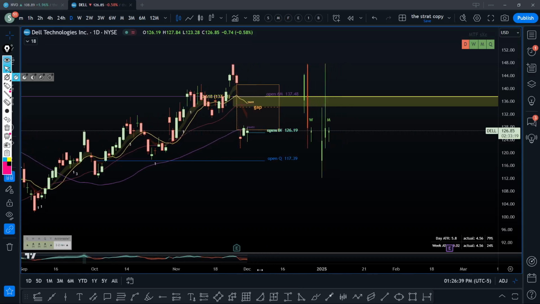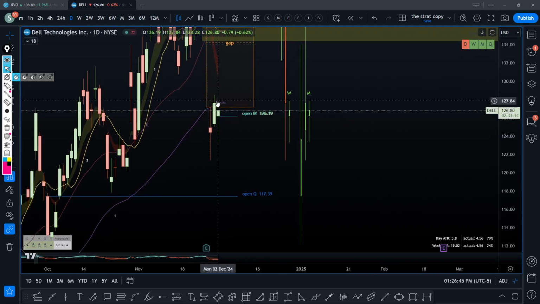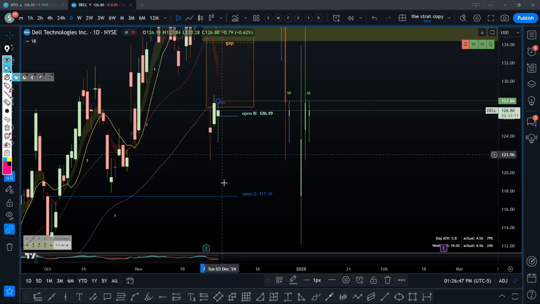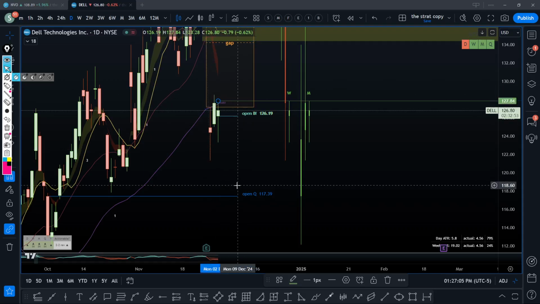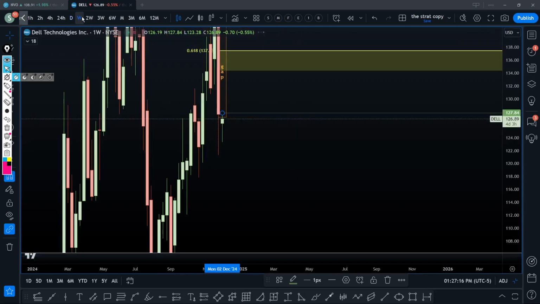As of right now, we're shaping up to be a failed two down on the day. If the day closes out right now, we will be looking for Dell to trigger a failed two down, two up above 127.84. That's if this candle stays like this for the rest of the day and doesn't trigger two up today. I would specifically be looking for that setup of a failed two down, two up, back into that gap on the daily.